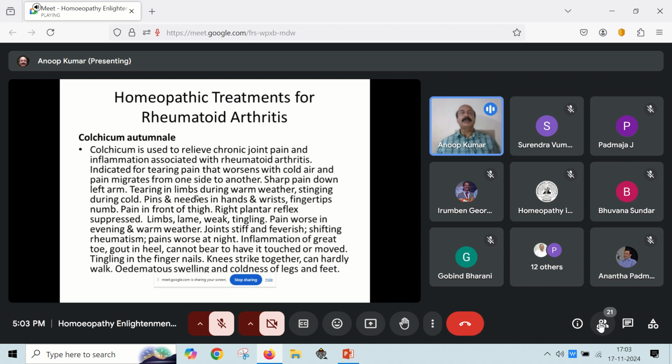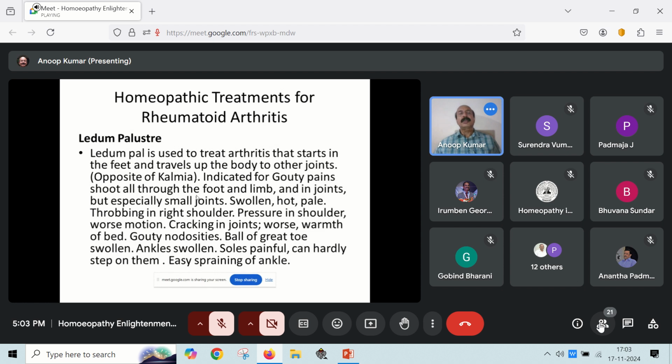So these people will be feeling better with Colchicum. Next is Ledum. Everybody knows Ledum, and Ledum is used for treatment of arthritis that starts in the feet and travels upwards. So always the pain from the bottom, it will go upwards, to the other parts of the joint. Opposite is when the pain starts from the top and goes downwards; it's called, if we are using Kalmia.